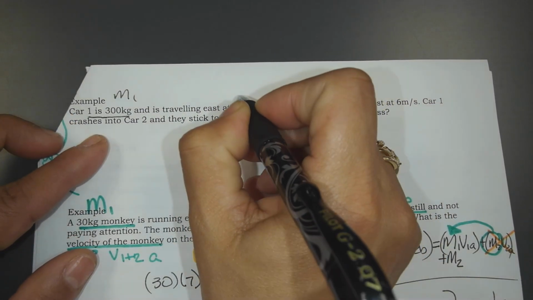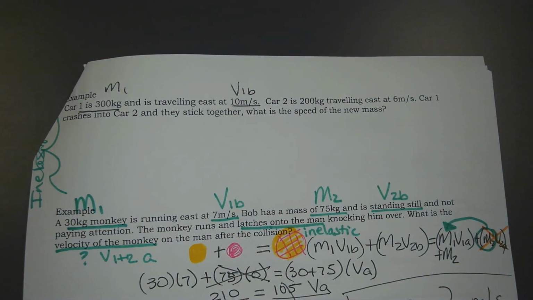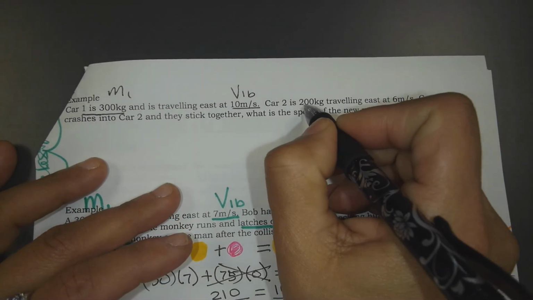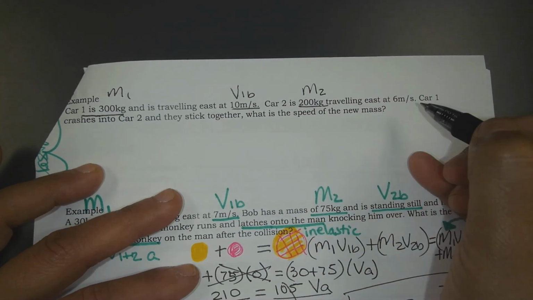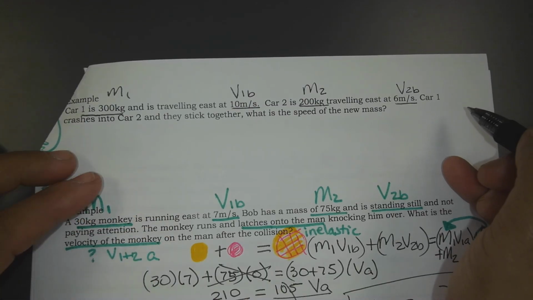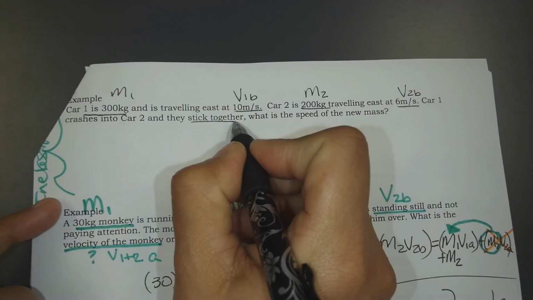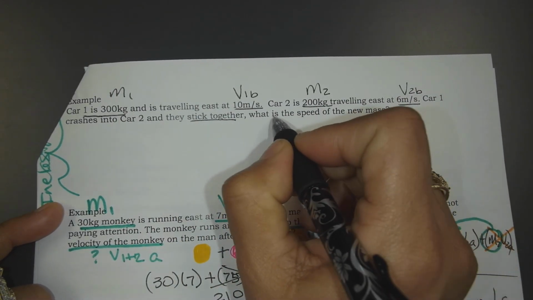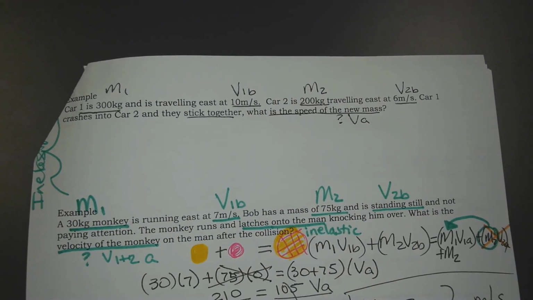It tells me that it's traveling V1B because there's no collision yet. I understand there was a direction. I just want to exclude directions. My car number 2, M2, also has a mass in kilograms, and it is traveling V2B 6 meters per second. Car 1 crashes into car 2, and they stick together, which makes it an elastic collision. It says here, what is the speed, velocity after the collision? Okay? After the collision, what is that velocity?